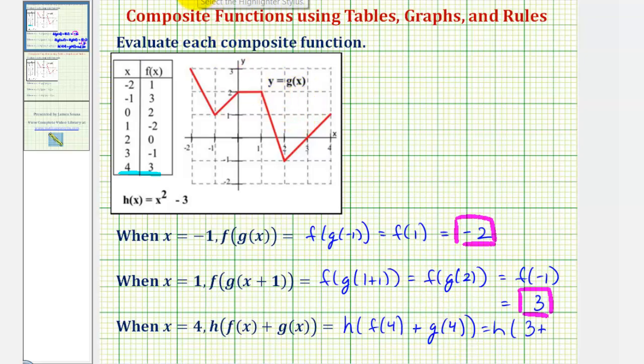So notice how when the input or x value is +4 here, the function value or y value is +1. So now we have h of the quantity 3 plus 1, which would be equal to h of 4. Now here's the rule for function h of x. H of x equals x squared minus 3. So to find h of 4, we'll substitute 4 for x, which would give us 4 squared minus 3, which would be 16 minus 3, or 13. So 13 is our composite function value.